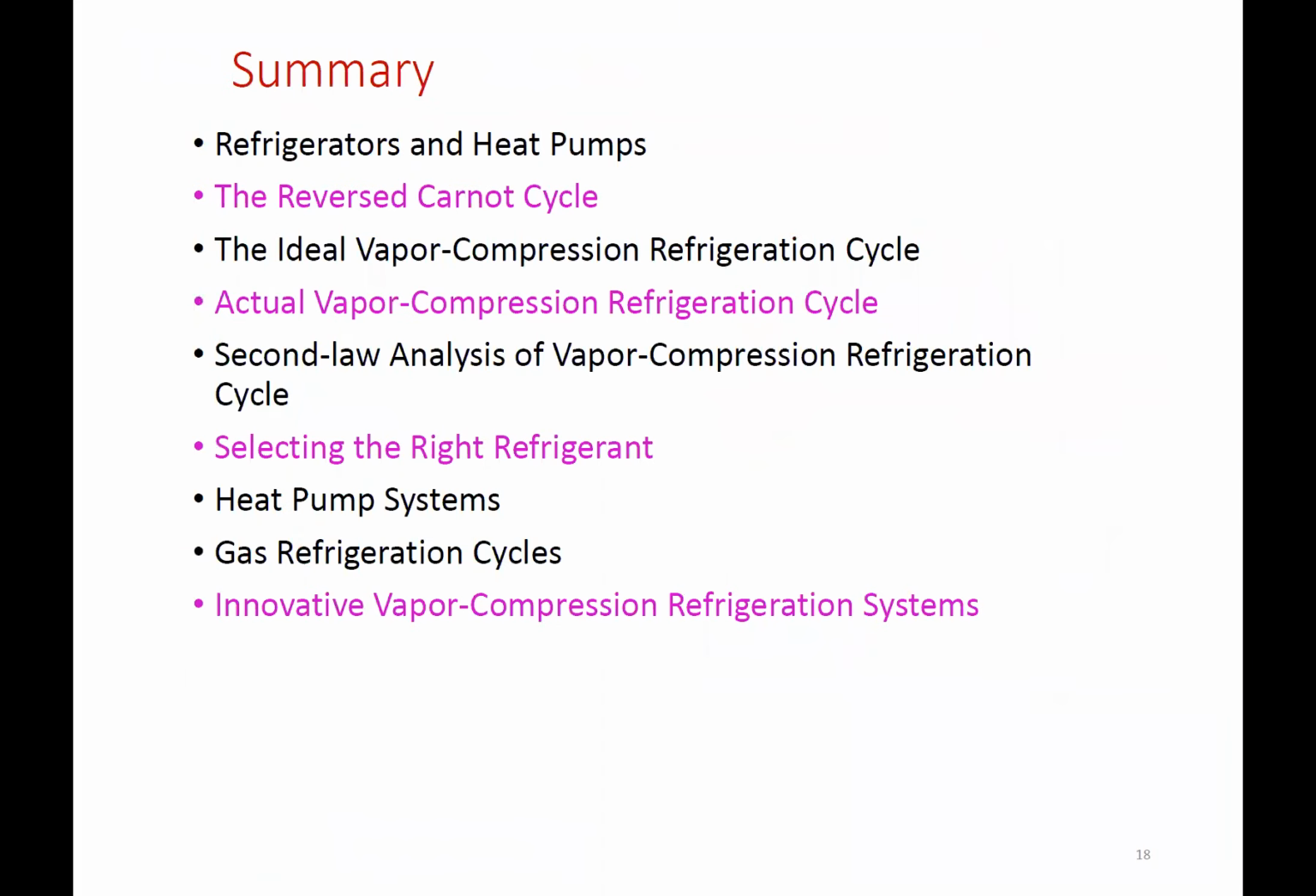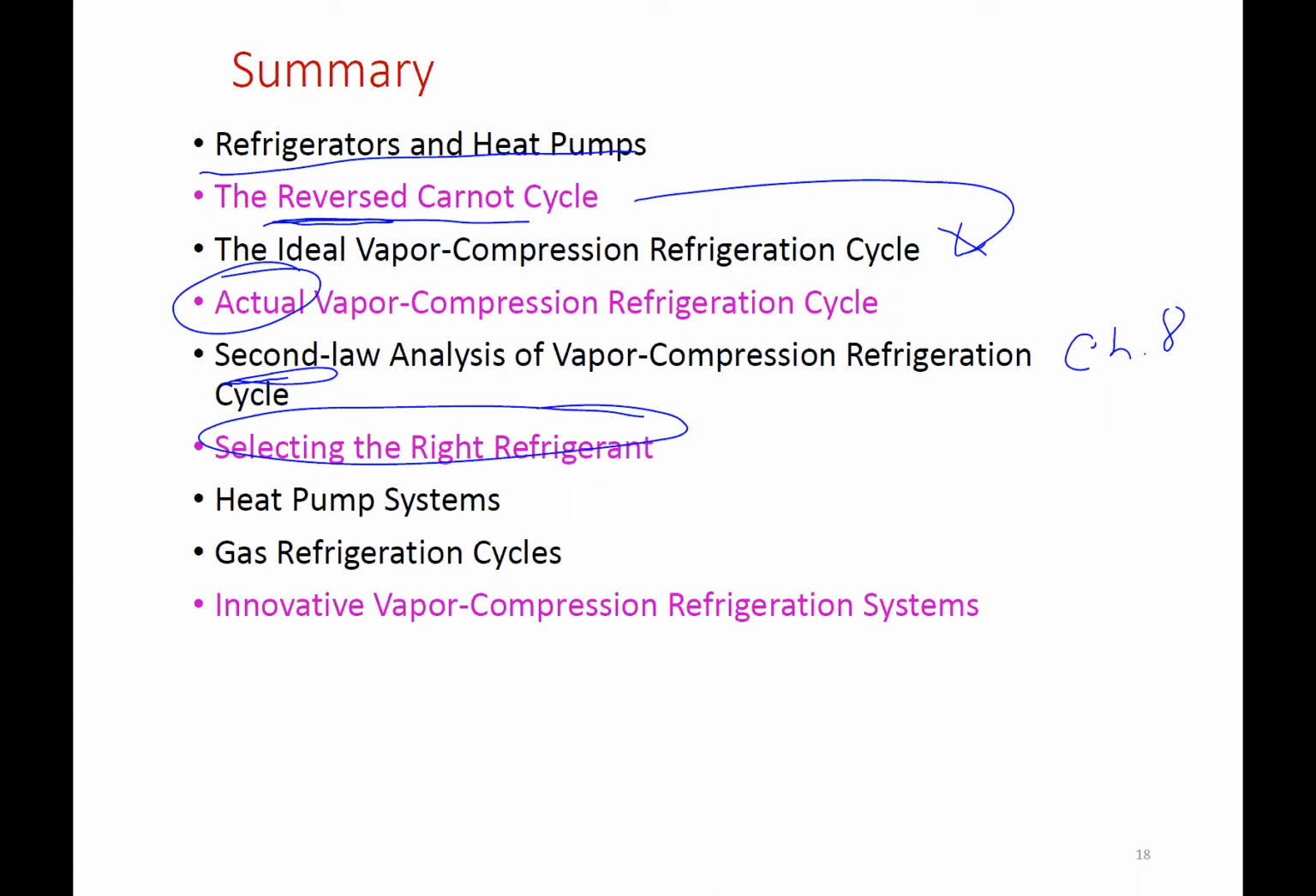All right, so that's what we talked about. We had talked about refrigerators and heat pumps, that reverse Carnot, which we use to help create the ideal vapor compression cycle. And we had the actual cycle with the pressure drop, some heat transfer, a little bit of superheating, subcooling, second law analysis, basically chapter 8. How we select the right refrigerant, the switching valves, and the ground heat pump. And we did a little bit on that gas refrigeration cycle, the reverse Brayton, and I talked about those innovative vapor compression cycles.